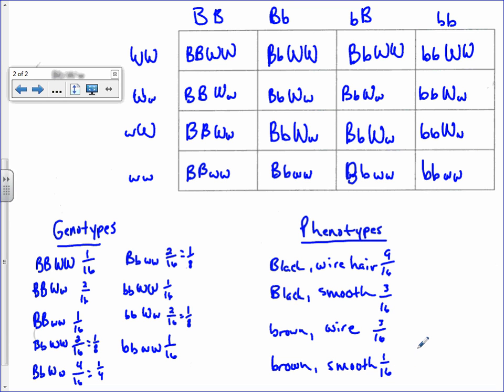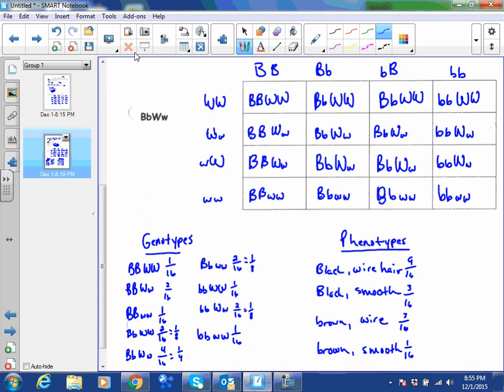So let's just double check and make sure that we ended up with 16 total. There's 9, 10, 11, 12, 13, 14, 15, 16. So every possibility is accounted for here, and we can double check this one as well. We have 1, 2, 3, 4, 5, 6, 7, 8, 9, 10, 11, 12, 13, 14, 15, 16. Every genotype possibility is accounted for there. Okay, so that's how you do a dihybrid cross.